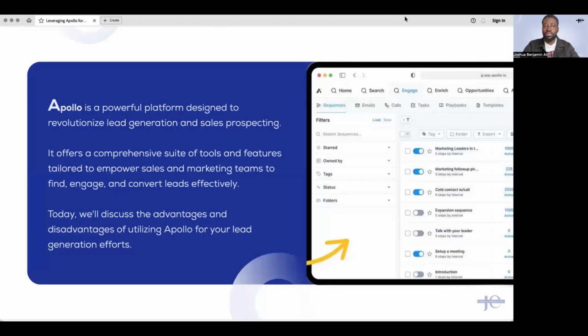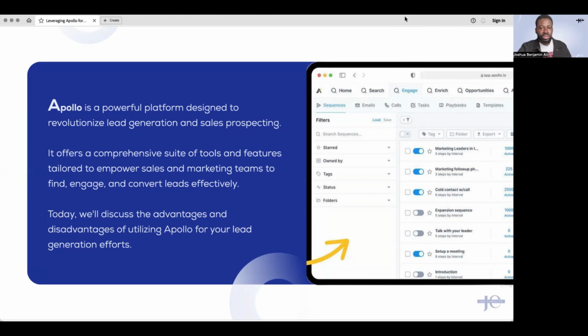Okay, so what is Apollo? Apollo basically is a powerful platform which is designed to revolutionize lead generation and sales prospecting. So it gives you the opportunity to search for leads and then connect with those leads. We will look into other features that it has in the subsequent slides.